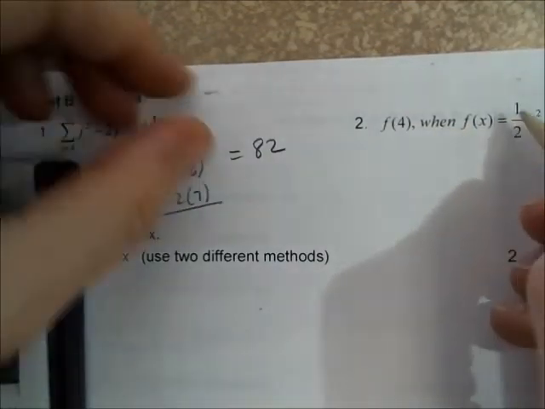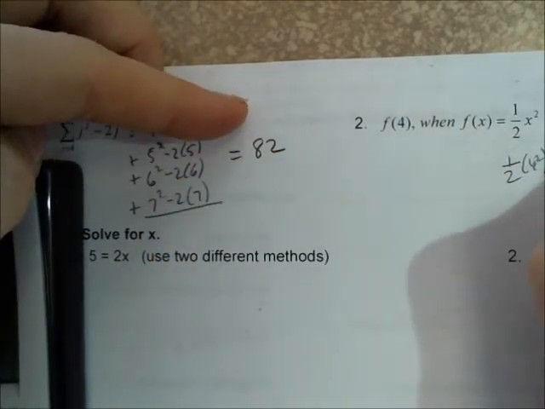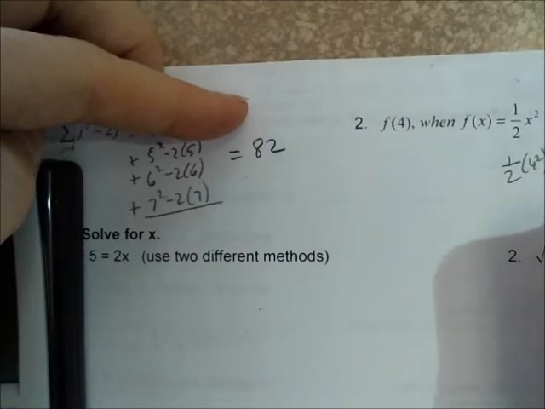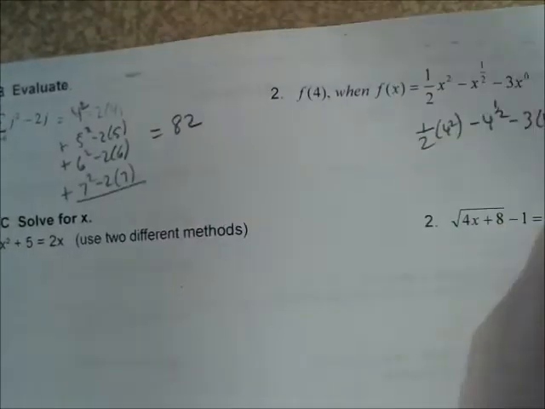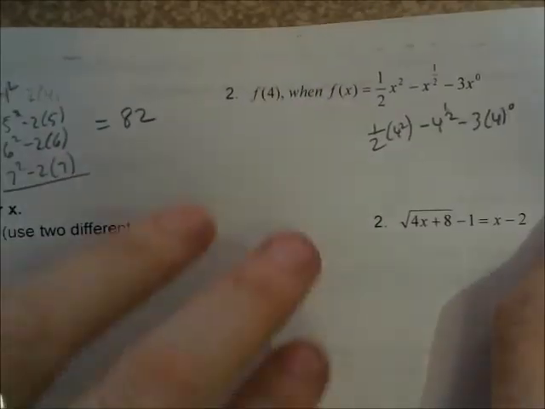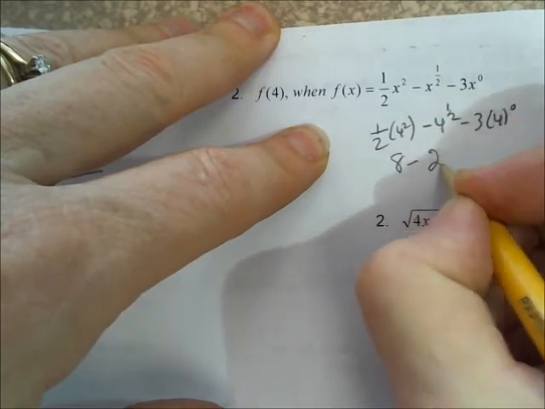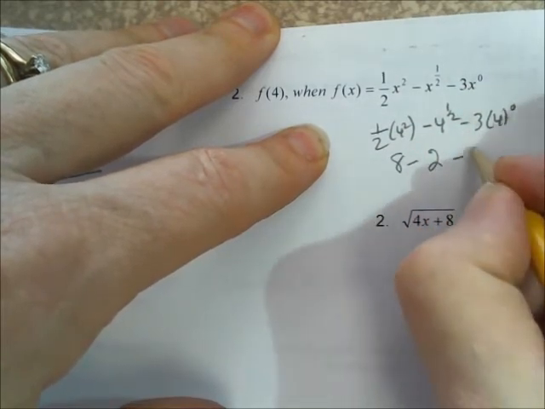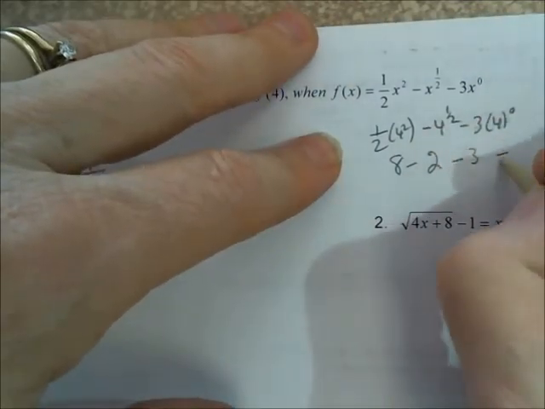Now I want to plug in a 4 for those x's, so it's 1/2 times 4 squared minus 4 to the 1/2 minus 3 times 4 to the 0. Plug in 4 for x. So 1/2 of 16 is 8, 4 to the 1/2 is 2, and 3 times 1 is 3. And 8 minus 2 is 6, and 6 minus 3 is 3.